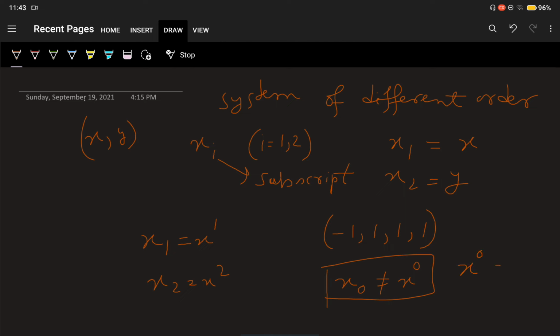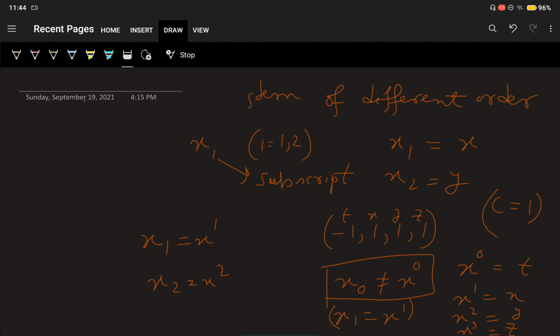Here x naught stands for the time component, as c equal to 1, x1 stands for x, x2 stands for y, x3 stands for z. But the x1 equal to x1 for this convention, this is -1 1 1 1, this is the time component, this is the x component, this is the y component, this is the z component, this is the metric. Okay, in a later lecture I will discuss the whole convention.